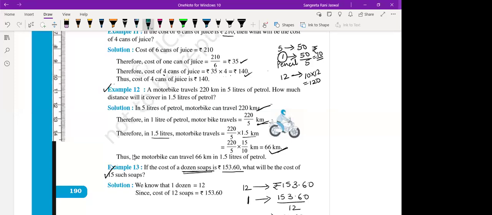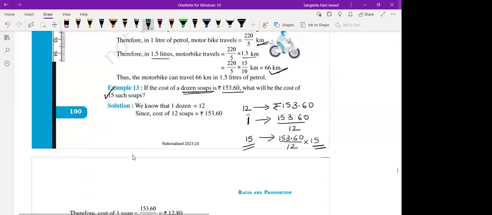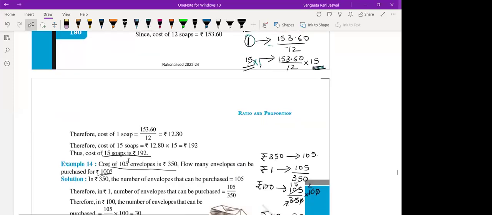So next one is, if the cost of a dozen soaps is rupees 153.60, what will be the cost of 15 such soaps? A dozen is 12. So that means 12 soaps cost so much. So you will find the cost of one first. We found the cost of one soap first by dividing, and then we multiplied by 15. The cost of 1 multiplied by 15, and we get the total cost.